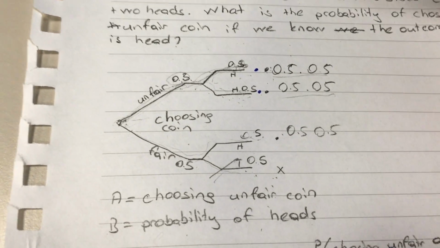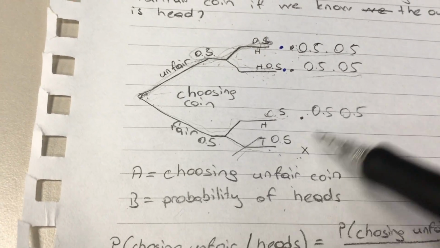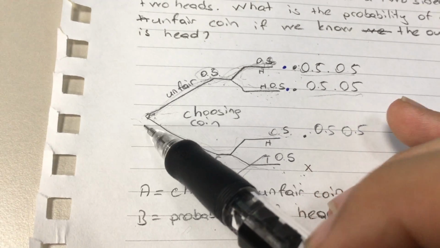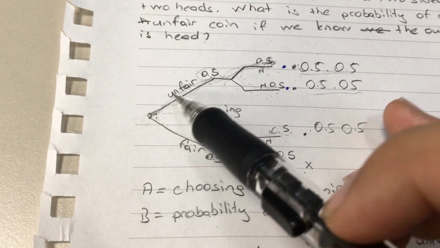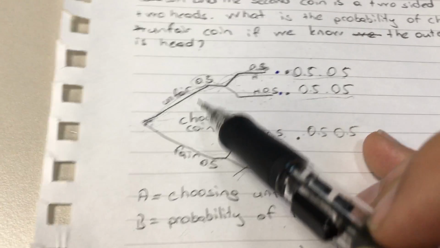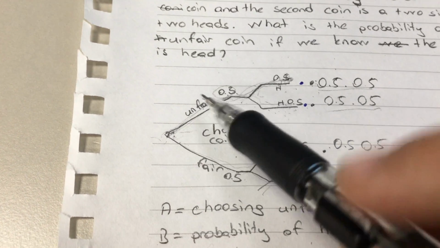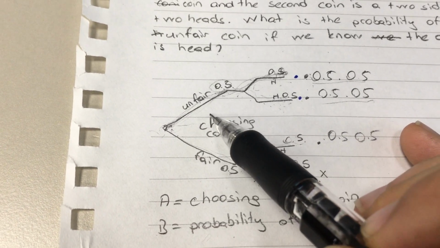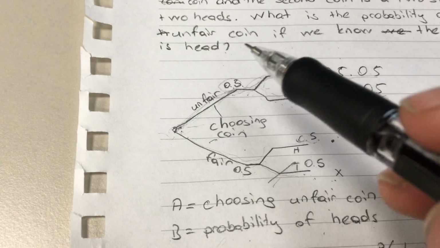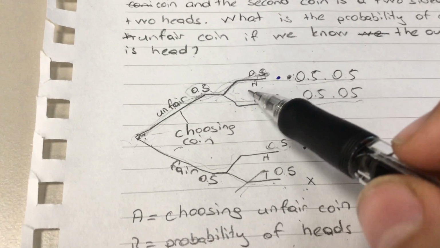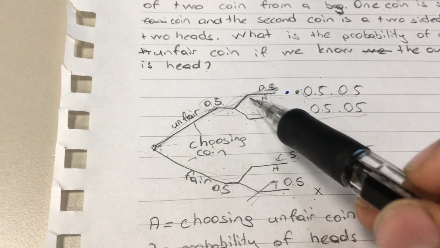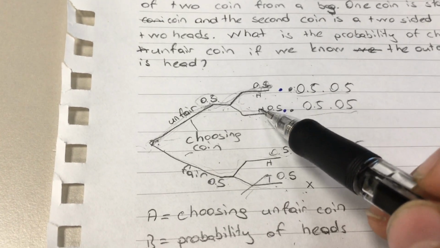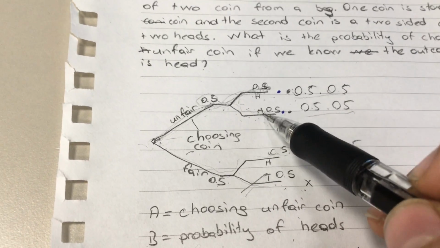What I do is draw a tree diagram. I'm here and I'm choosing a coin. This could be the unfair coin or the fair coin, and I'm writing the probabilities of choosing the coin. And then I'm flipping the coin. For the unfair coin, there are two likely outcomes, which are both heads. You can write these as one.